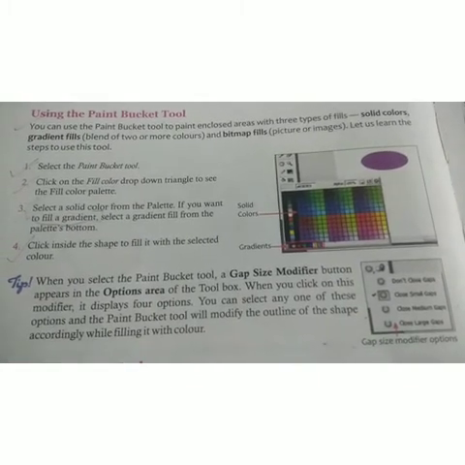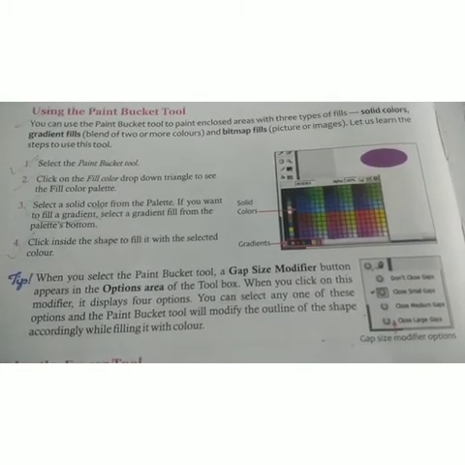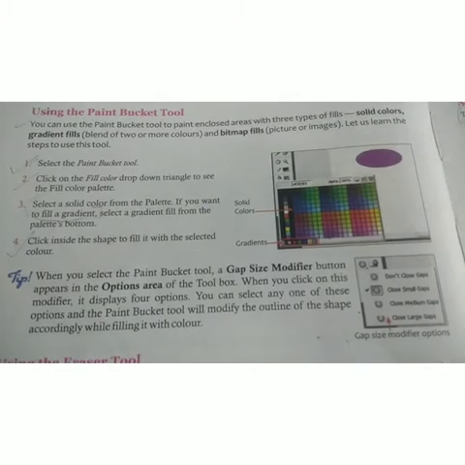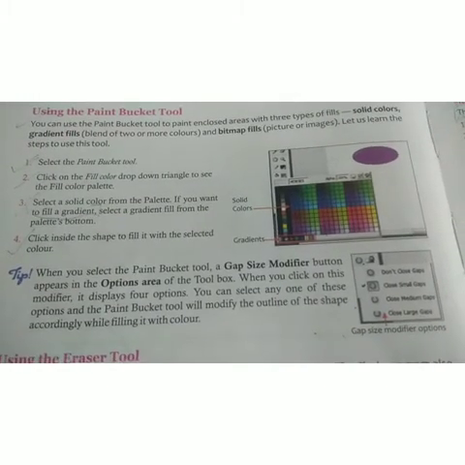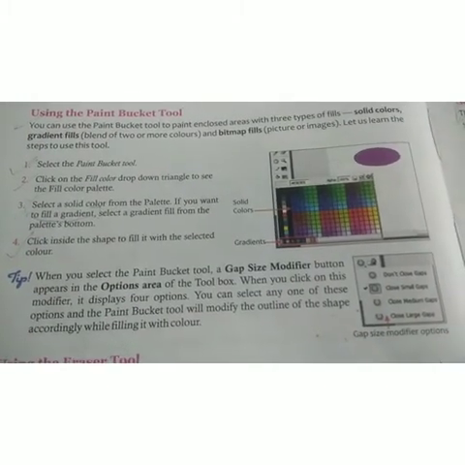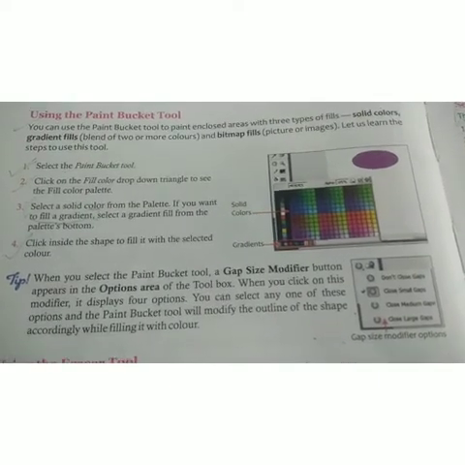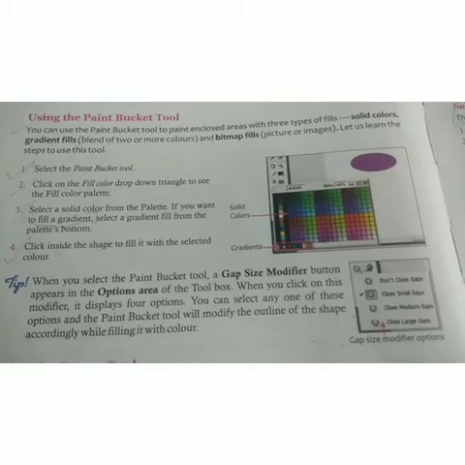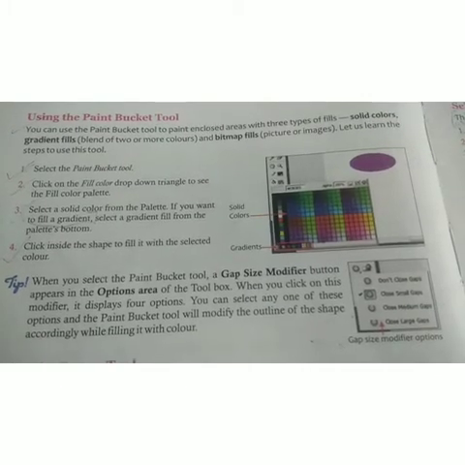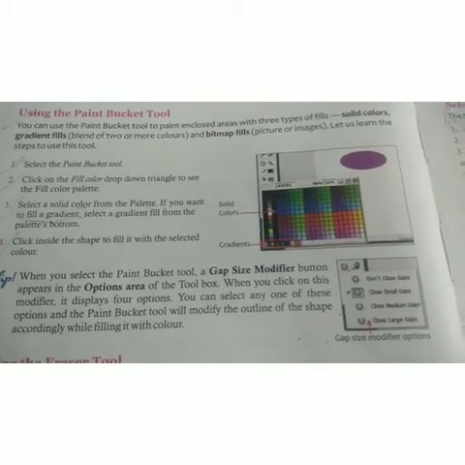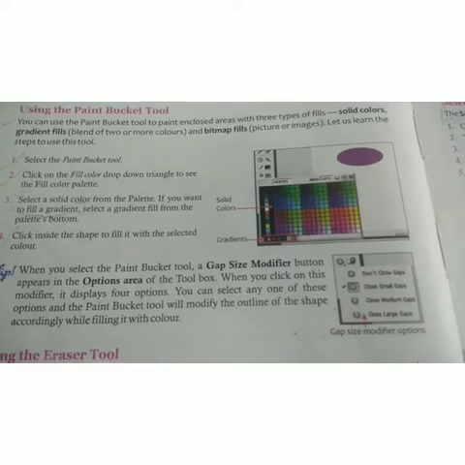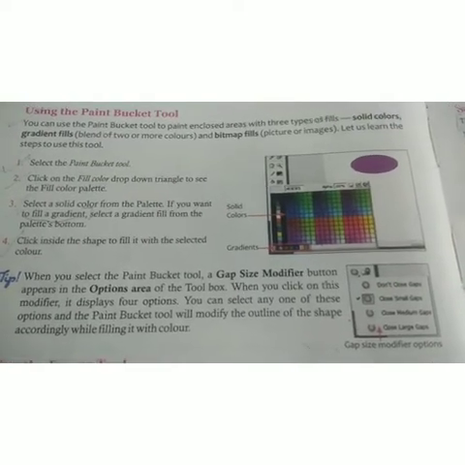Number first step, select the paint bucket tool. Second, click on the fill color drop down triangle to see the fill color palette. Then third, select a solid color from the palette. If you want to fill a gradient, select a gradient fill from the palette's bottom. Now click inside the shape to fill it with the selected color. Now you can look at your book. So solid colors and gradients are all available in your book.